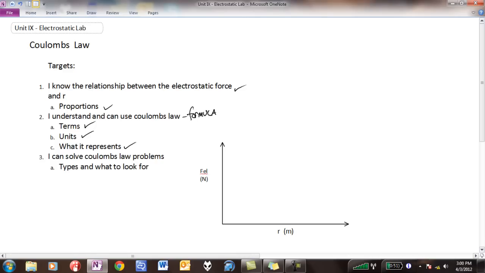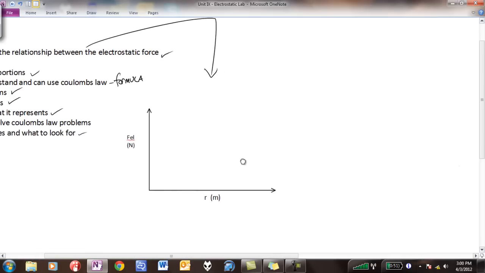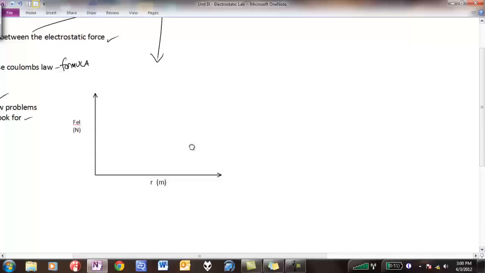And number three, I can solve Coulomb's law problems. I'm just going to go over very simple things to look for, things to think about, what this is really breaking down into. So, taking a look at number one is going to send us right on over here, the relationship between the electrostatic force and R.